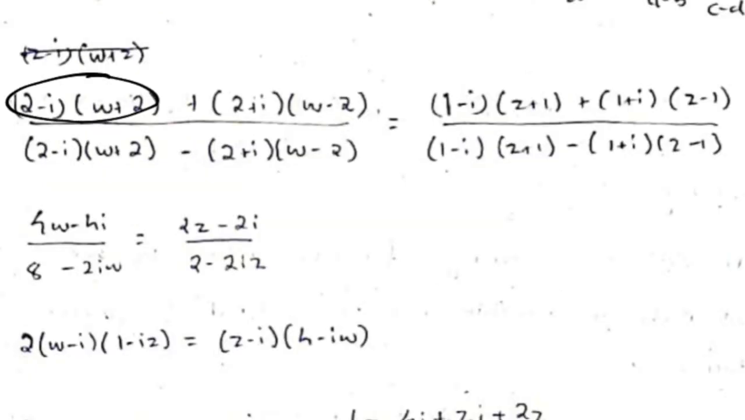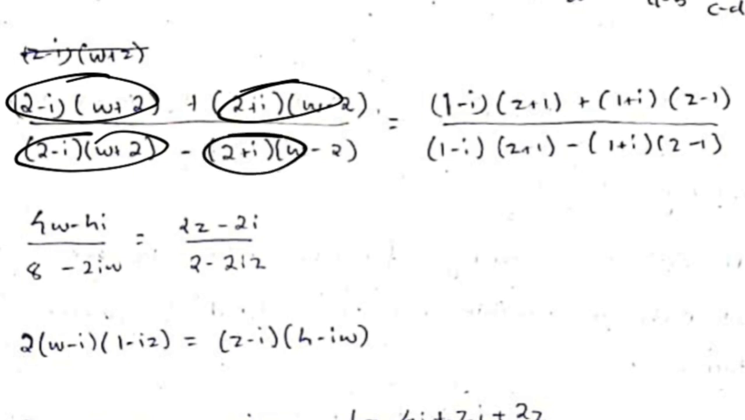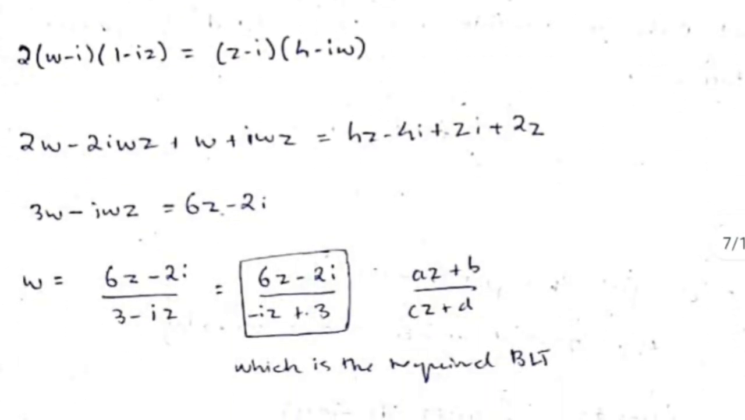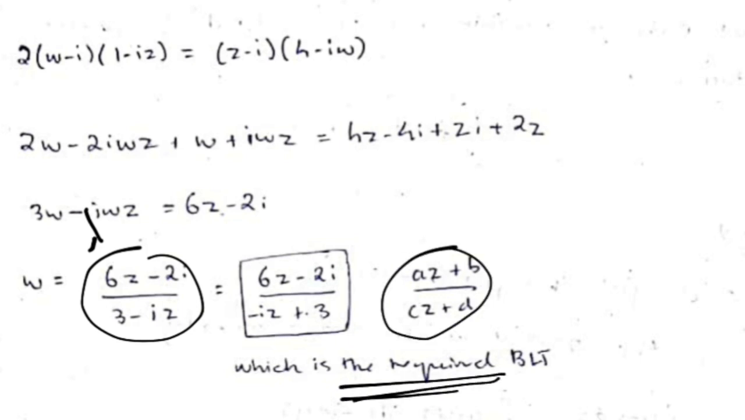Write these terms as a plus b and a minus b, and then multiply it once here and once here. Then you have to just add it in the upper equation and subtract in the lower equation. When you do that, you will get the following equations, and then you have to cross multiply it and separate the w and z terms. When you do that, you will get w in the form of az plus b divided by cz plus d. So this is the required bilinear transformation.